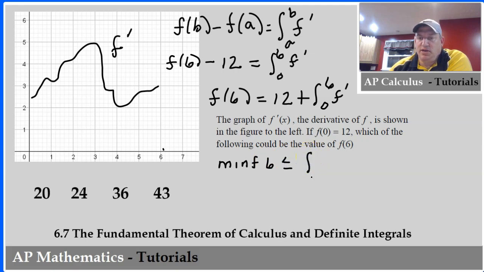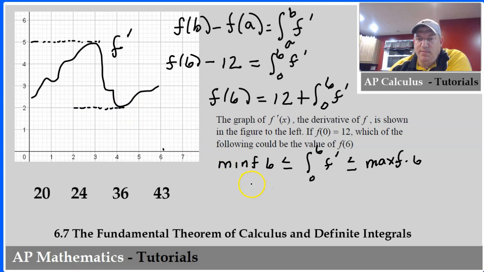Okay, it's a property called the min-max inequality property. And so we have the following statement, and also the max f times the width b minus a, which we know is 6. So we know the integral value is kind of squeezed in between here. And if you look at our function f prime, the maximum is at a height of 5. And my minimum of my function is at 2.